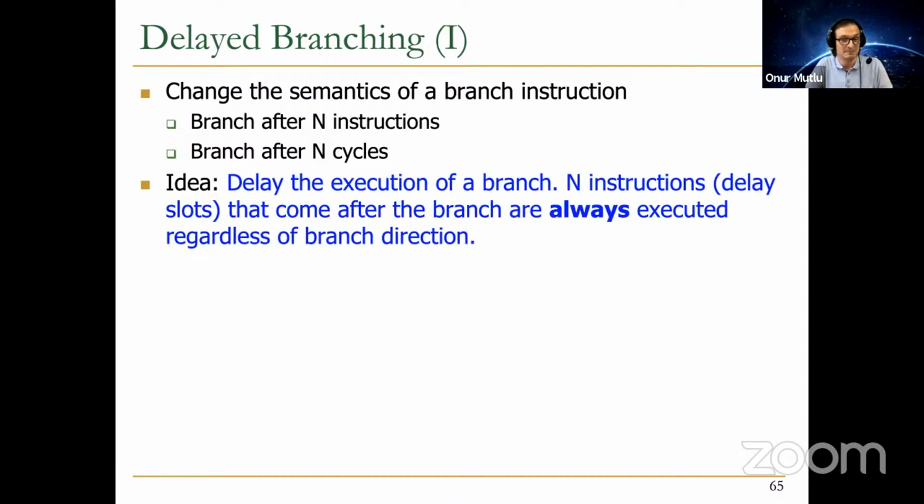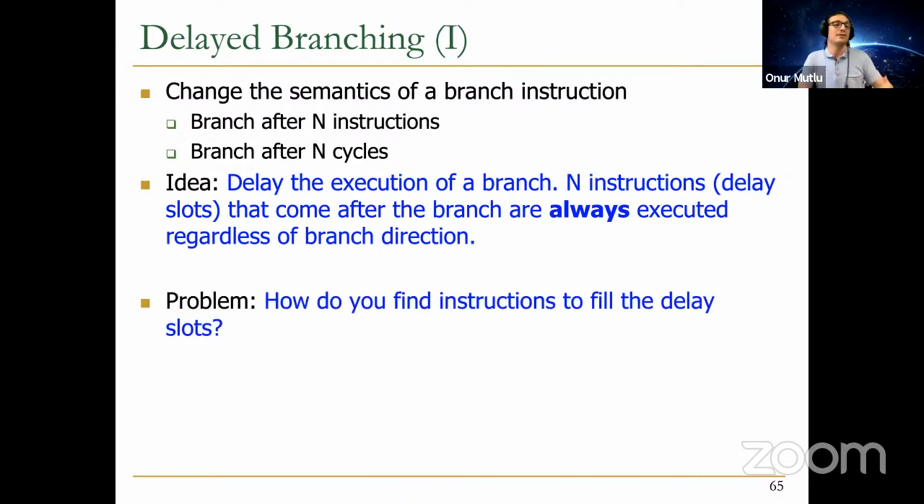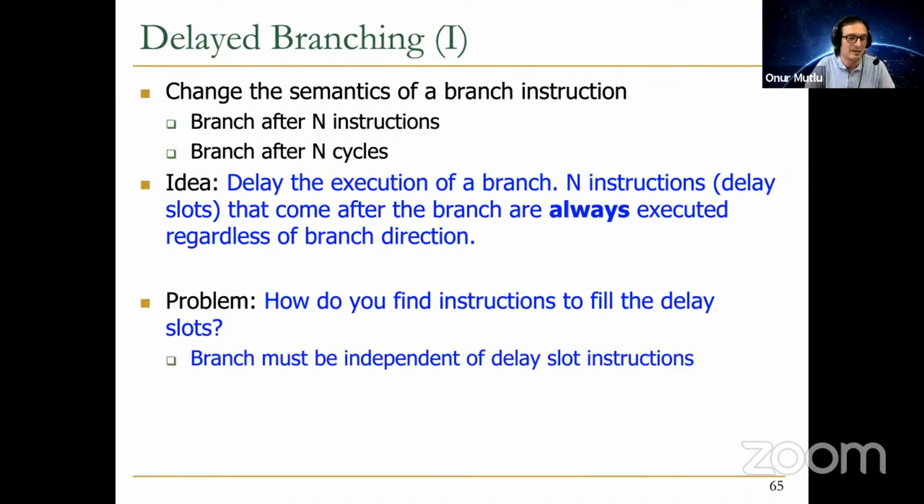Delay the execution of a branch. You have n instructions, delay slots, that come after the branch, and they're always executed regardless of the branch direction because the branch doesn't affect them. You're delaying the execution of the branch. Now, of course, the problem becomes, how do you find instructions to fill the delay slots? And this is very similar to the instruction scheduling problem that we discussed many times earlier. You need to be able to find independent instructions to fill the delay slots. Basically, the branch must be independent of delay slot instructions, and you also run into a lot of issues in terms of which instructions you can move while being safe and correct. You should not violate any dependencies, basically.